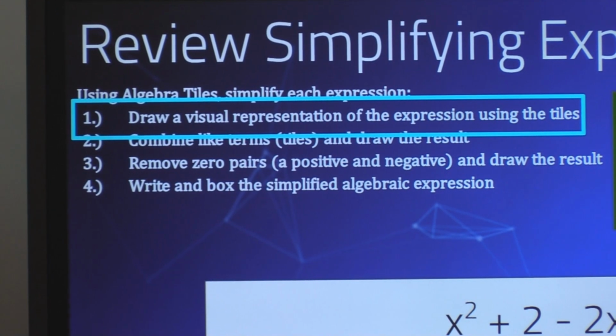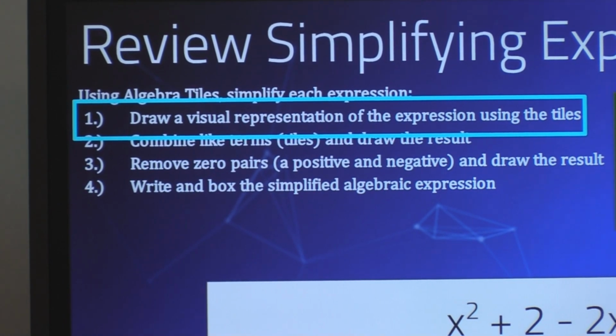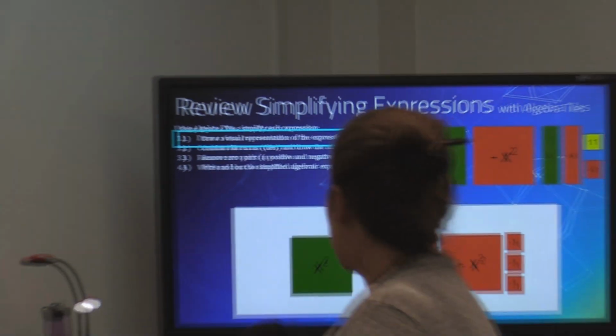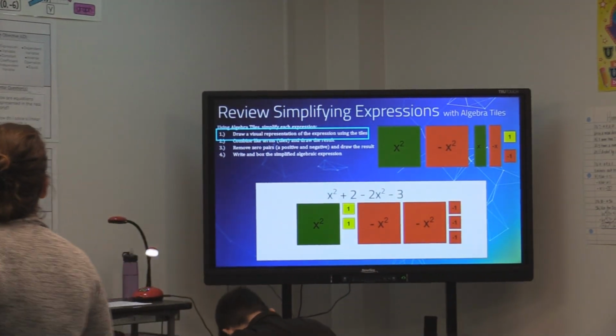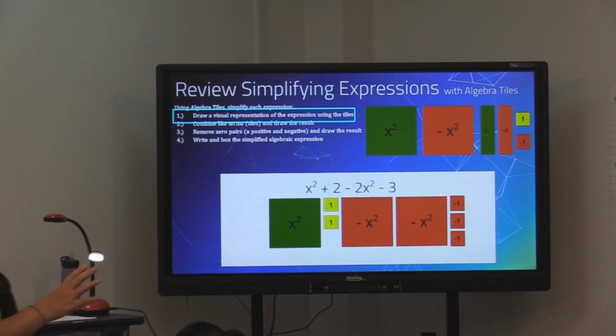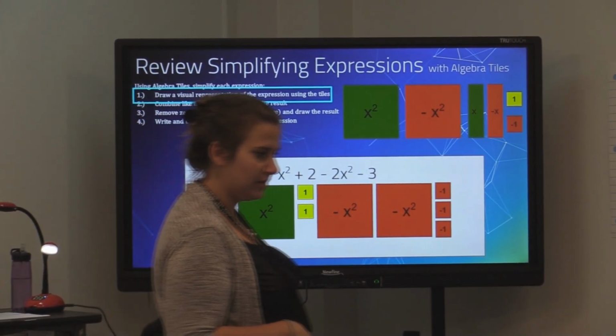Each step. So this is step 1. Step 2, you're just going to combine like terms, meaning rearrange those tiles. Put like the tiles together. Flush it. That's number 3. Remove your zero pairs. And number 4, write your simplified answer.